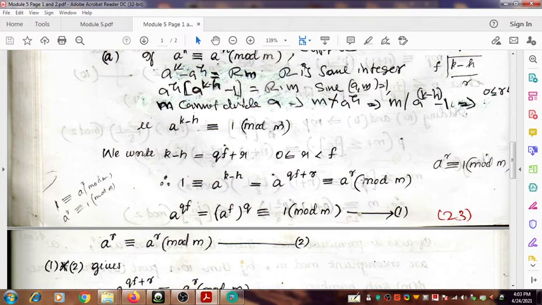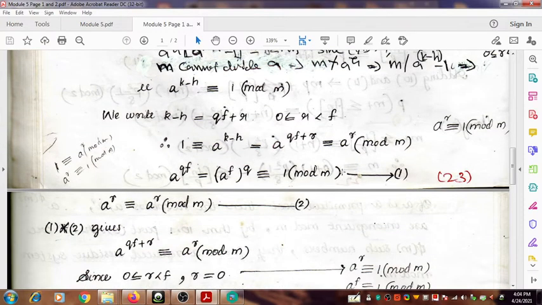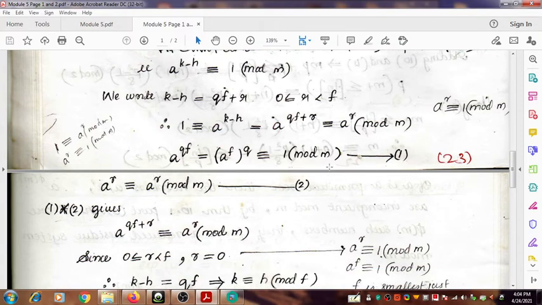Both statements, that is a raised to r is congruent to 1 mod m and a raised to f is congruent to 1 mod m, can go hand in hand only if you assume that r is equal to 0. See, r can be equal to 0 also. When r equals 0, there is no problem, that part will be nullified. If you assume r equal to 0 and come back to this expression, then this part will be equal to 0, and you get that a raised to qf alone is congruent to 1 mod m. That expression is there, and that is true also.